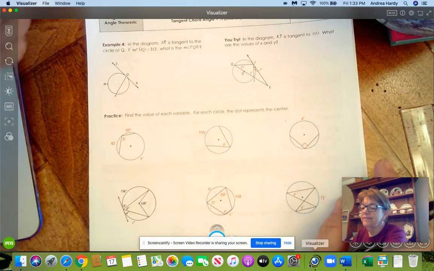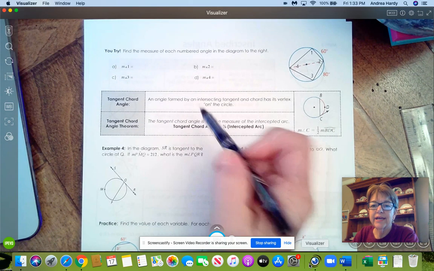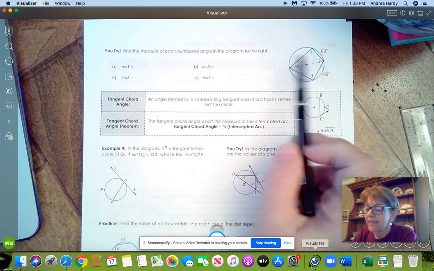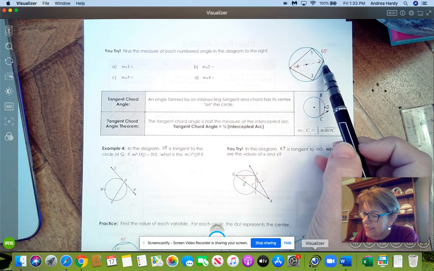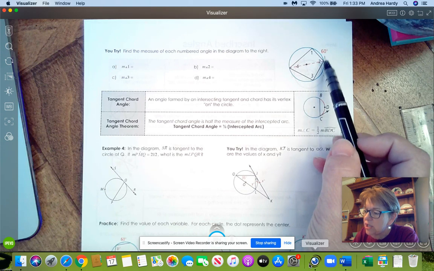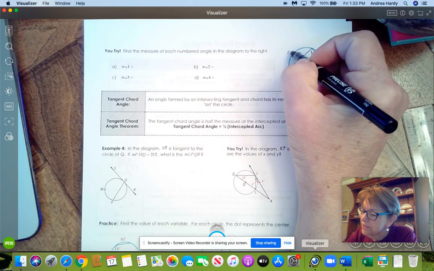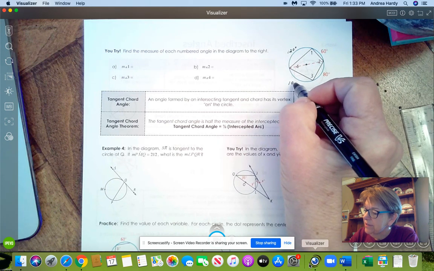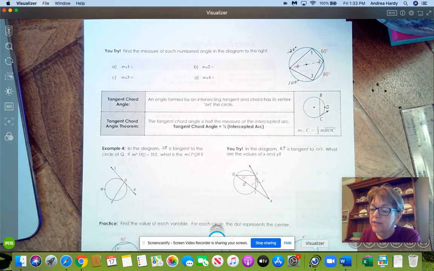So on the other side of that, we have some Try Its. Find the measure of each numbered angle in the diagram over here. And I think you can do that. And you can see that between angle 4 and angle 2 is going to be a diameter. So if this is 60 degrees, this is going to be right here 120 degrees. And if this is 80 degrees, this is going to be 100 degrees. The whole thing is going to add up to be 360 degrees. And I think you can figure out those.